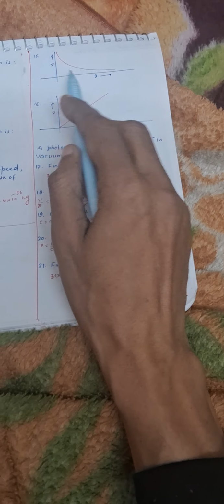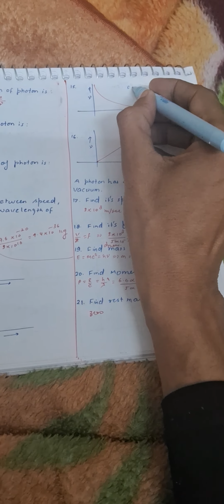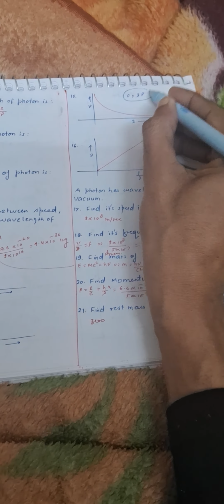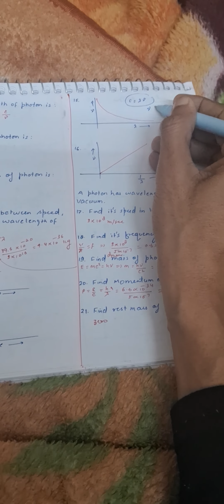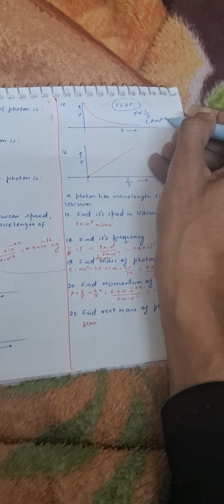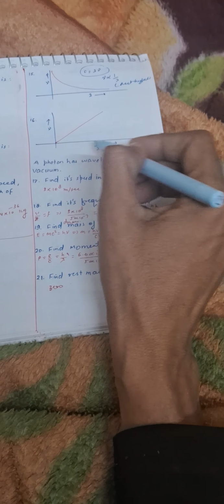Next question is the nu versus lambda graph. Nu is inversely proportional to lambda, so the graph will be a rectangular hyperbola. We can say that C is equal to lambda into nu, so the product of lambda and nu is constant. So nu is proportional to 1 by lambda, and the graph here will be a rectangular hyperbola. Then if we draw a graph between nu and 1 by lambda, it will be a straight line.